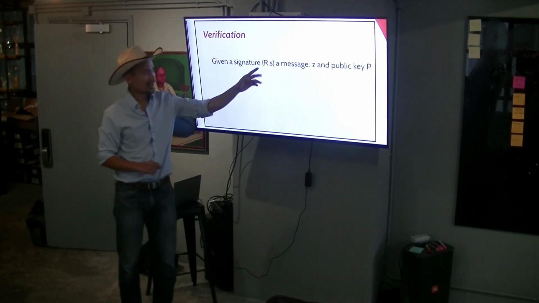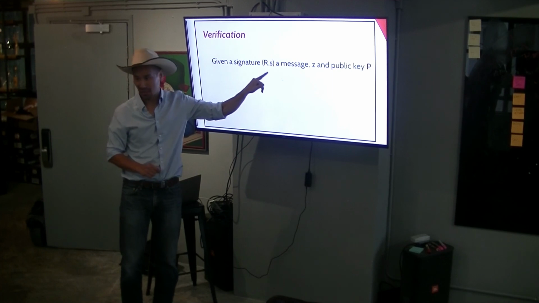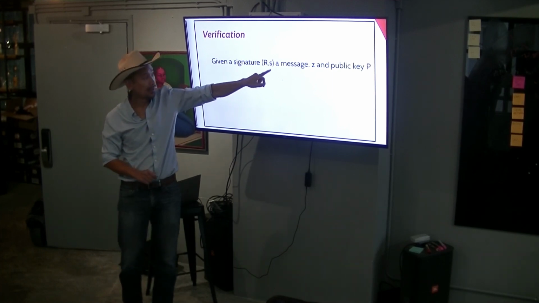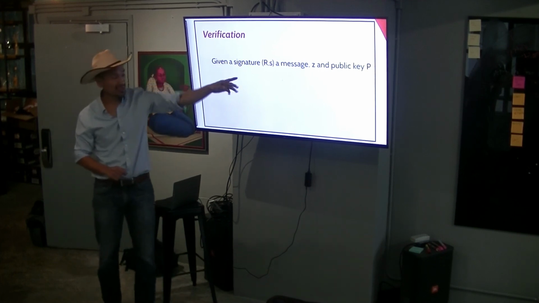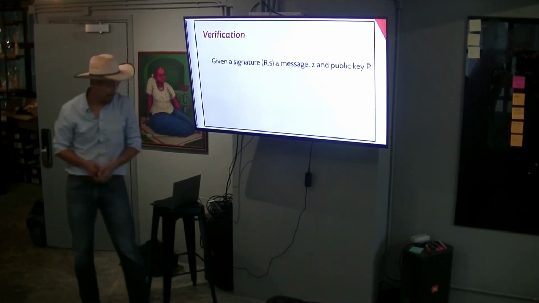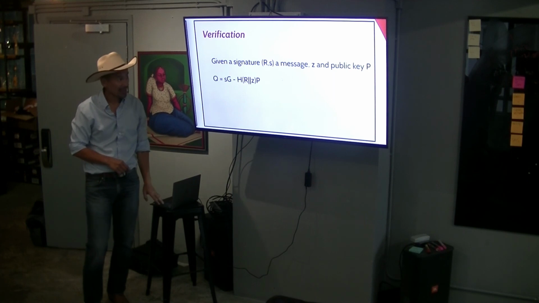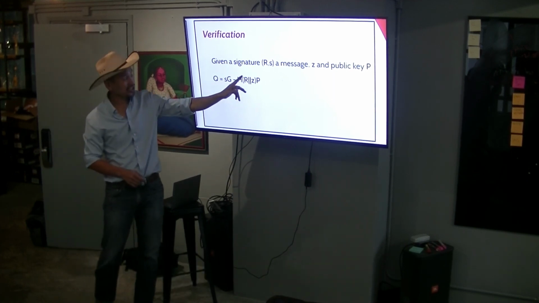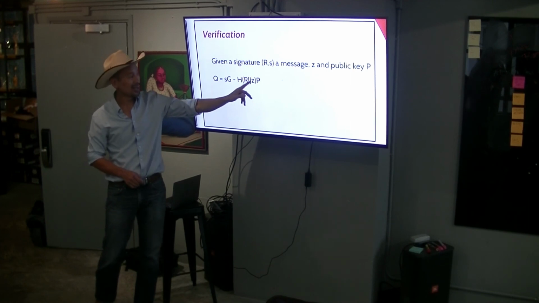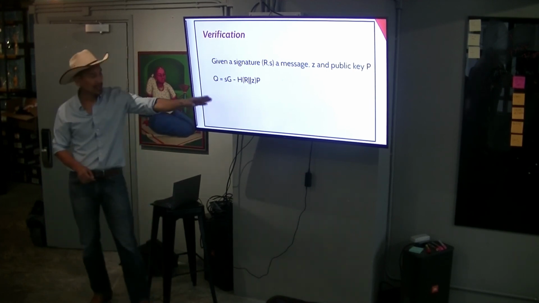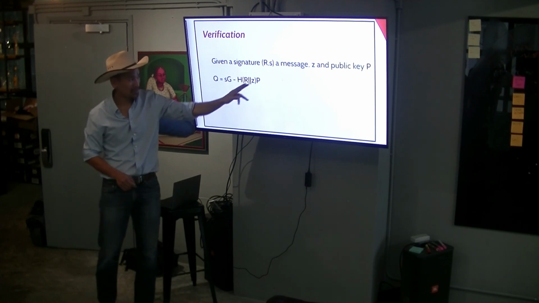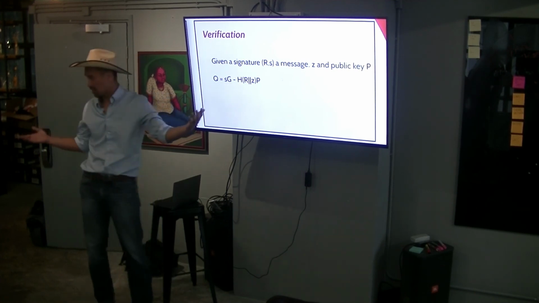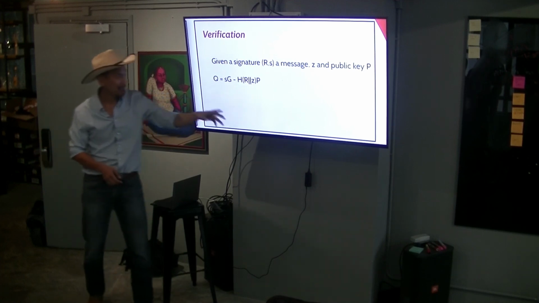Anyway, here's the verification. Instead of little r and s, you're given a point R. This is a point on the curve, capital R, and s. You're still given a message z and some public key P. And what you have to do is compute Q, which is sG minus hash of R and z of P, and then interpret that as an integer so that it's a scalar, and multiply that by P.